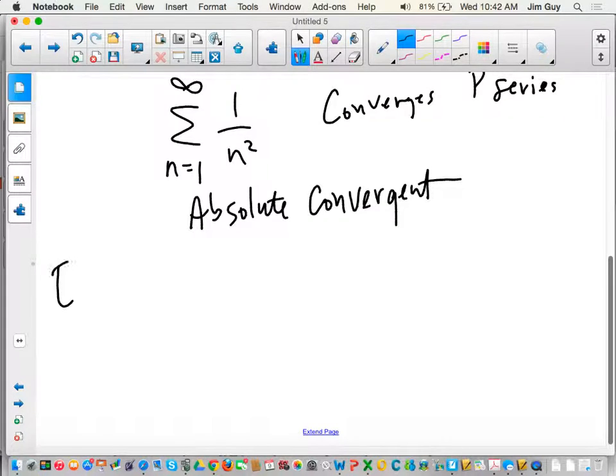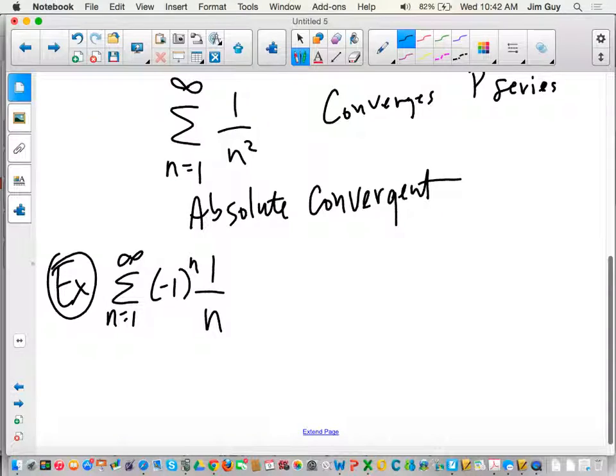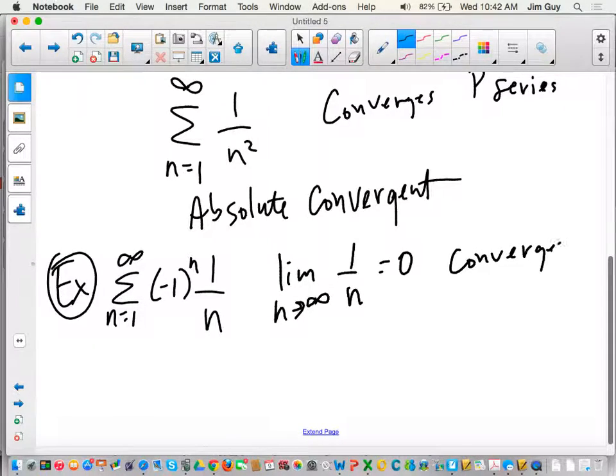Compare that to this one. And you can see where this is going. So it's alternating. One more time, we're going to take the limit of this. 1 over n, we know we get 0, so this converges by the alternating series test. And then if they say, okay, is it absolute or conditional? Take the negative out. So we start over.